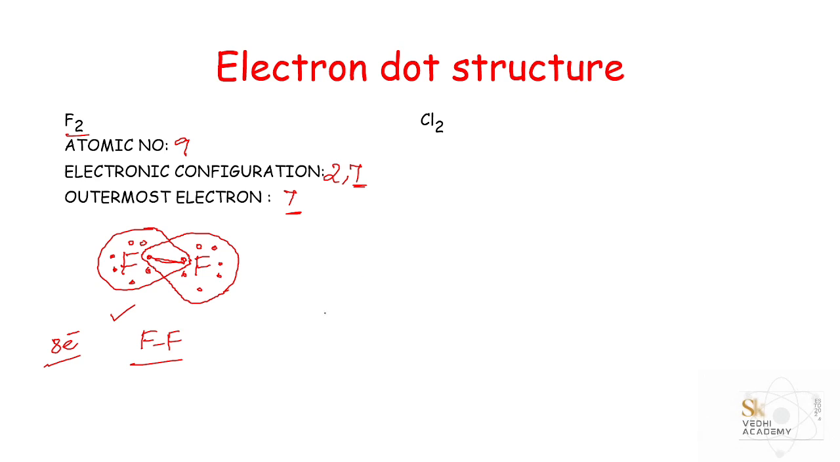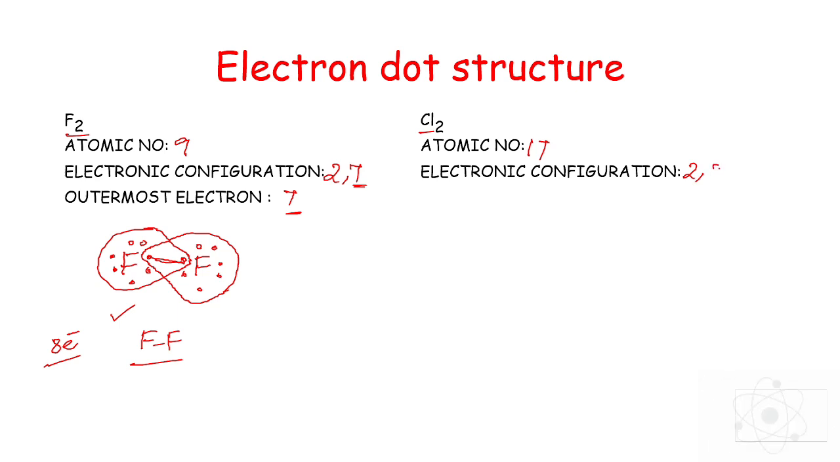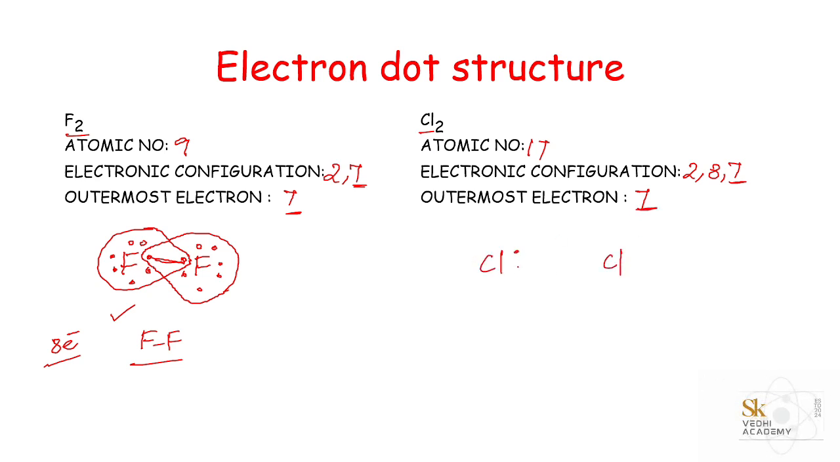So coming to the next one, chlorine gas. So first thing what you have to write? Atomic number. Atomic number of chlorine is 17. And what is the electronic configuration? This is 2,8,7. Okay, coming to the outermost electron, it is 7. So there are 2 chlorine, draw 2 chlorine separately. Outermost is 7, so place 7 electrons around it, and on this side 7 electrons.